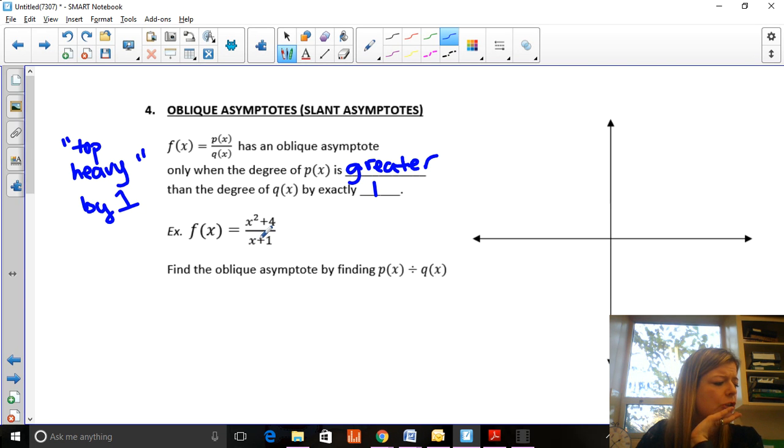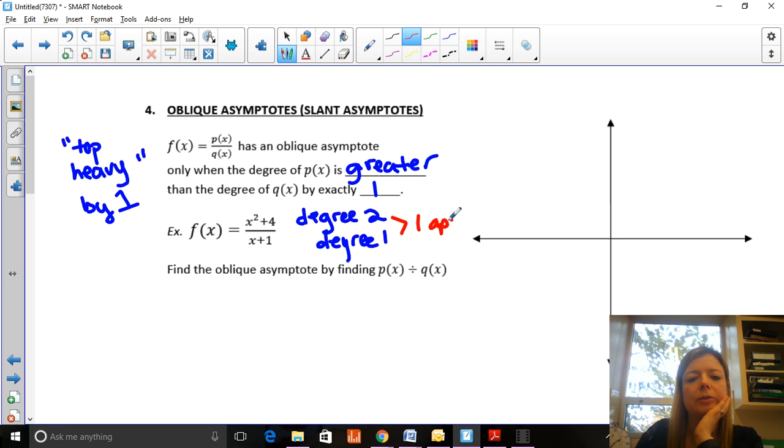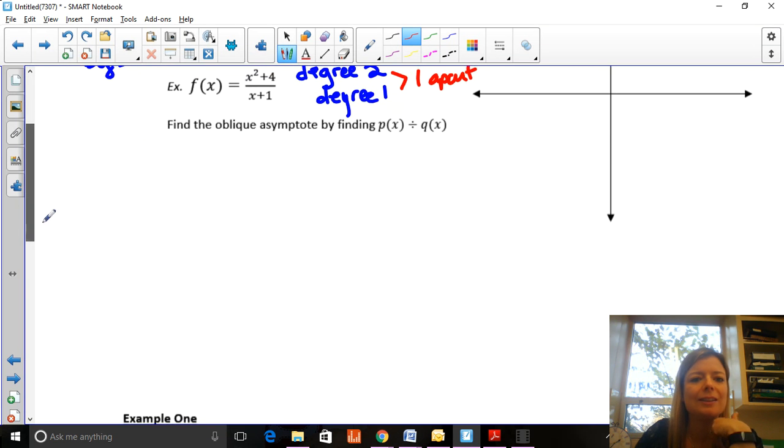Notice that this will have an oblique asymptote because the numerator has a degree of 2 and the denominator has a degree of 1. So those are exactly 1 apart, and therefore there's an oblique asymptote. So how do we find it? Well, we have to go back to your favorite skill of polynomial long division. We need to find the quotient in order to find the oblique asymptote.